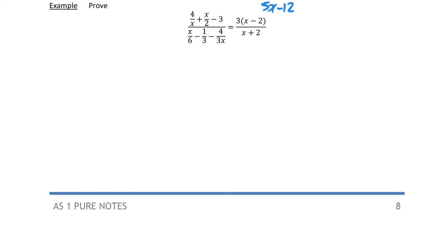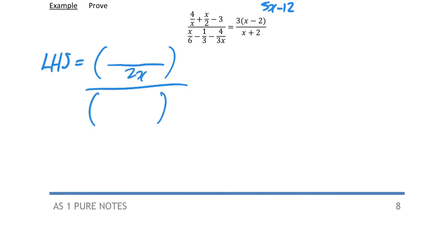Last example is a prove that. So we're going to work with our left-hand side, and a proof, remember, work with your left-hand side. My left-hand side is equal to, I'm going to take a common denominator on my numerator of 2x. On my denominator, I'm going to take a common denominator of 6x.